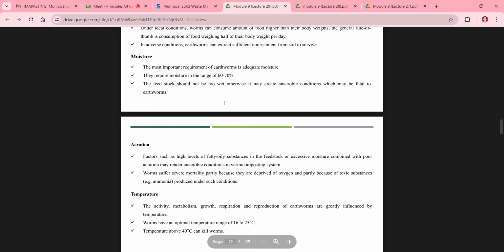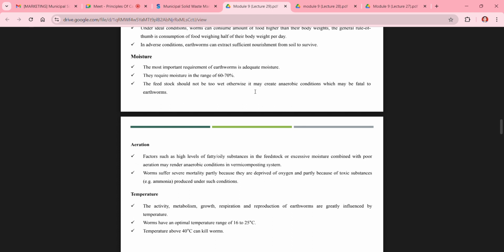Okay, then moisture content. The most important requirement of earthworms is adequate moisture. They require a moisture content in the range of around 60 to 70%. So if we compare the moisture content of the vermicomposting process and the normal composting process, in normal composting we were going with a moisture content of around 50 to 60%, while here we have a larger moisture requirement. We have a moisture requirement of around 60 to 70% during the vermicomposting process.